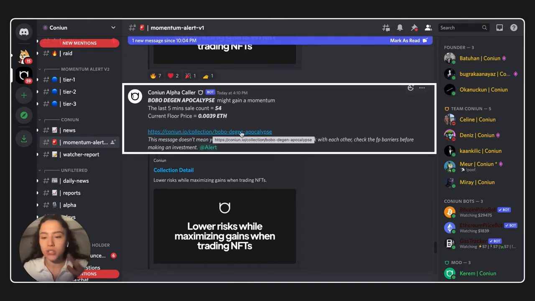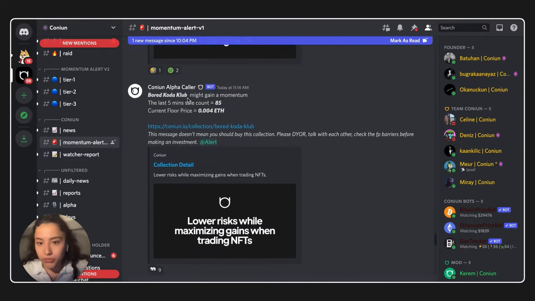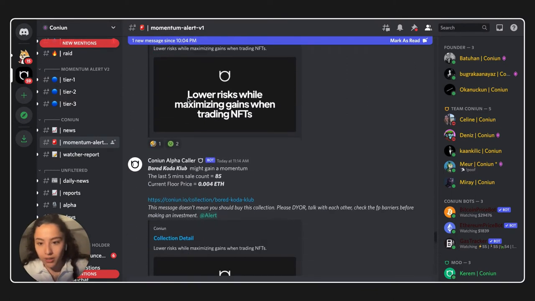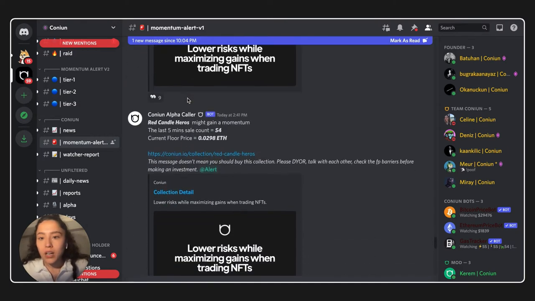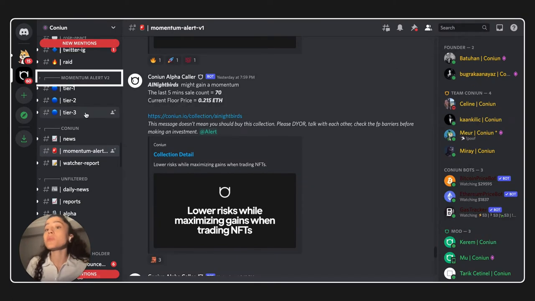We send you these alerts to give you info like the last five minute sales count and the current floor price. You can check the info of lots of projects here, like Tattoo Artist V2, Board Coder Club, and Red Candle Heroes. And these alerts on Momentum Alert V1 require really low floor prices. The second one is Momentum Alert V2. Momentum Alert V2 is safer than V1 because it has breakable walls and higher investments are required in here.